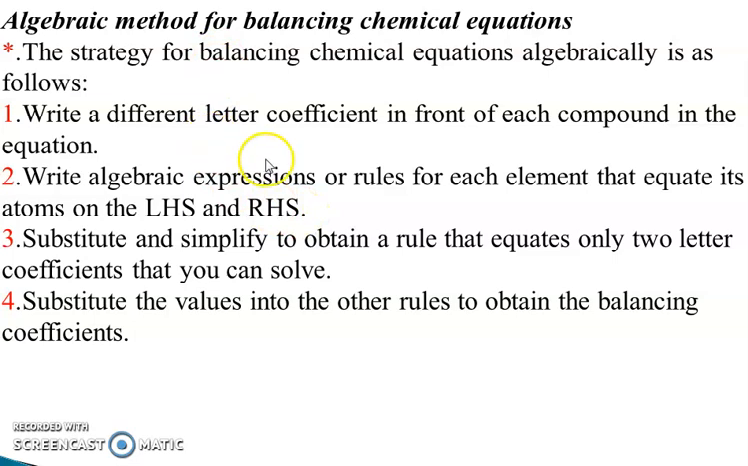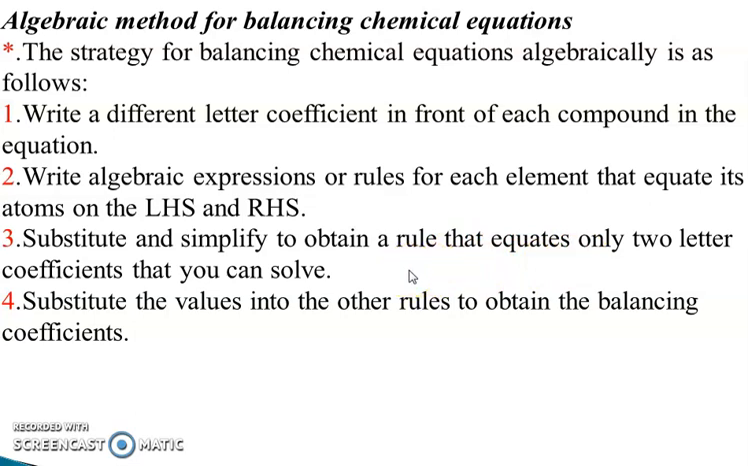After writing the letter coefficients, we have to match the atoms of each element on the LHS and RHS. We have to count how many times any element appears in the chemical equation, and represent that in the form of letters. Now, the third thing is to substitute and simplify to obtain a rule that equates only two letter coefficients that you can solve.